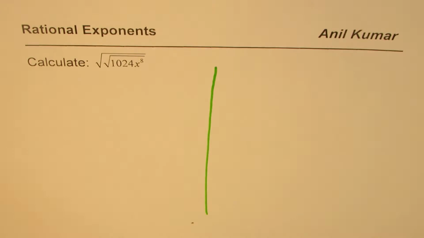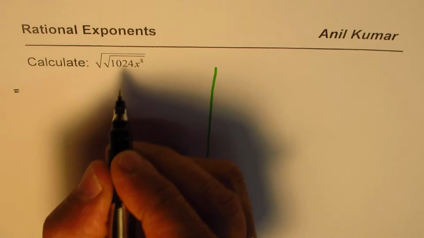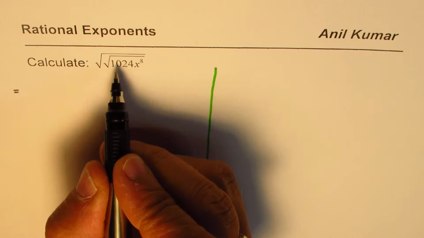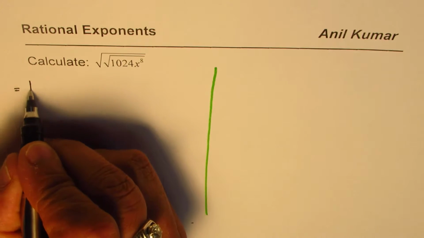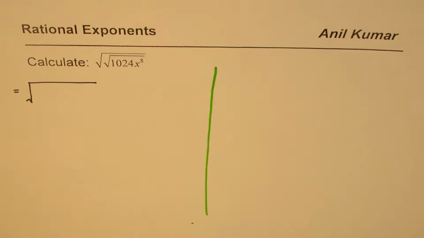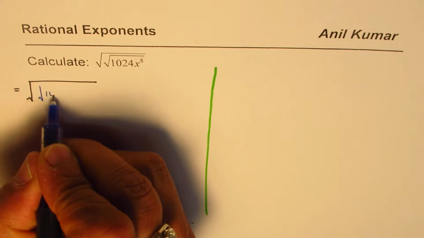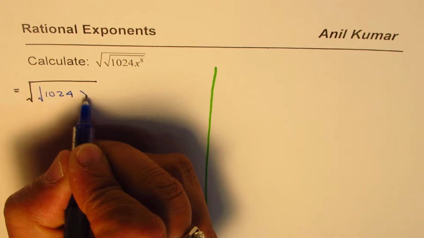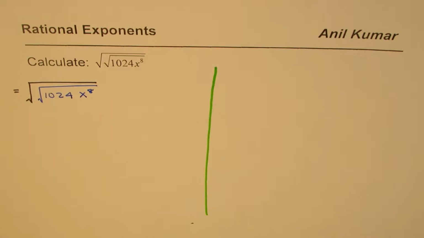We can adopt two different types of methods here. Now, the first method, which I will call inside out, we can start from the inside and then calculate. So we have the outside square root and the inside square root, which is the square root of 1024 x to the power of 8, right? That is the inside term.